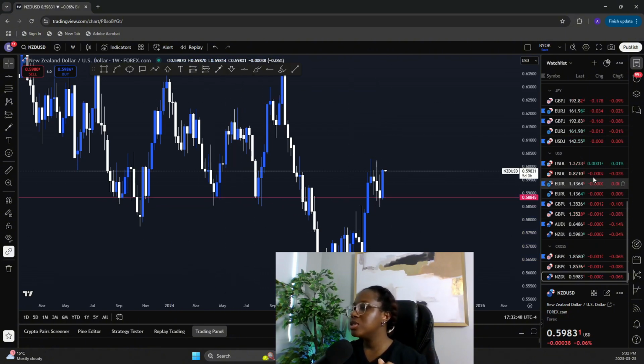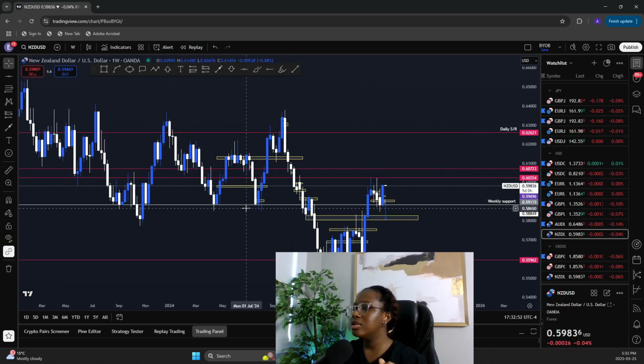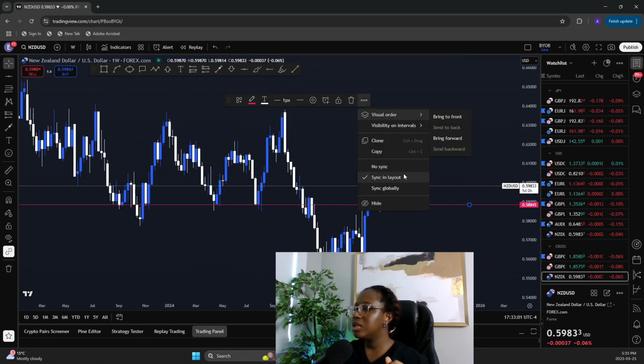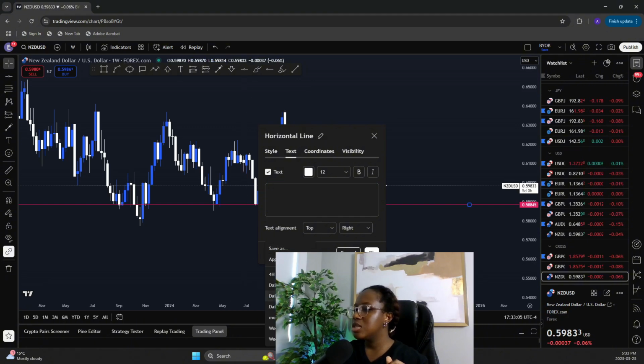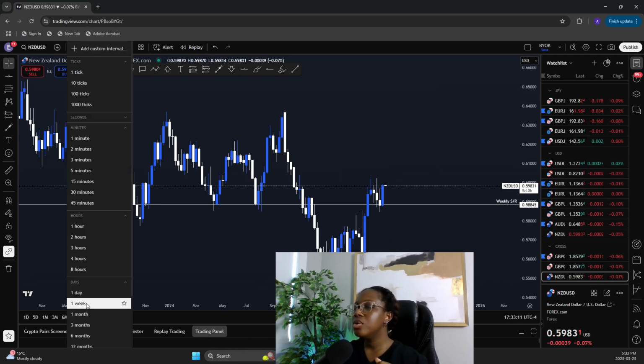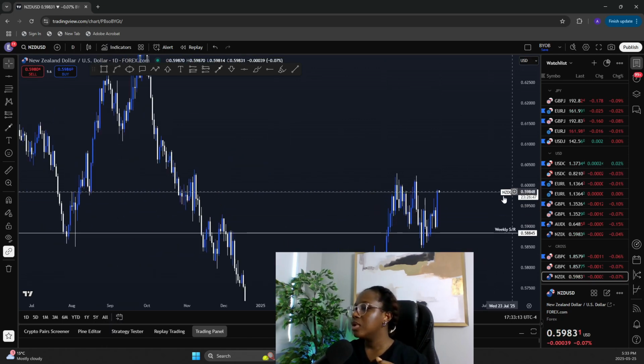Hence, because I did have this zone drawn out on the initial analysis. You see here I have a white line as my weekly support zone. So if I edit this and go to the settings, go to templates, you see weekly S/R, it changes to white. Okay, go down to the daily time frame.